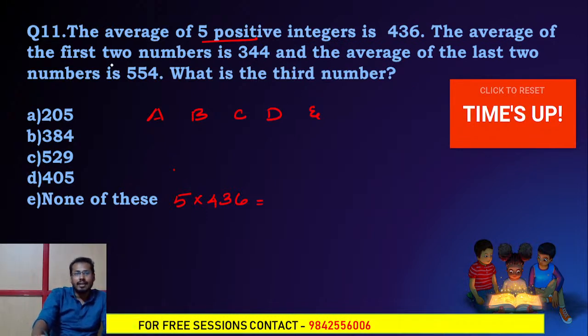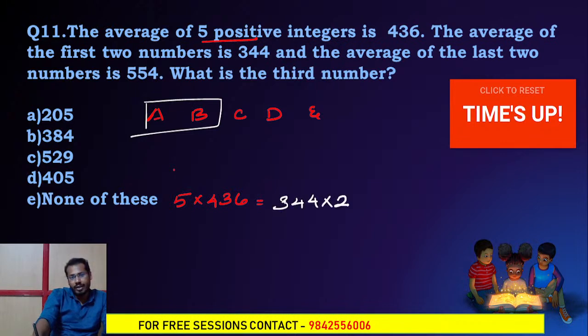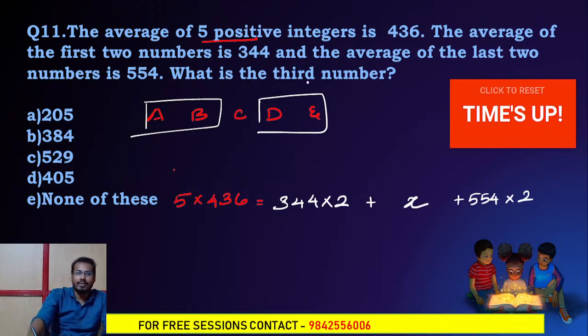One is the first two numbers. The first two numbers average is 344, so 344 into 2, only for two numbers. And the average of the last two numbers is 554, so the last two numbers is 554 into 2. In between that there will be one number. What is that number? What is the third number? That's what the question asks.